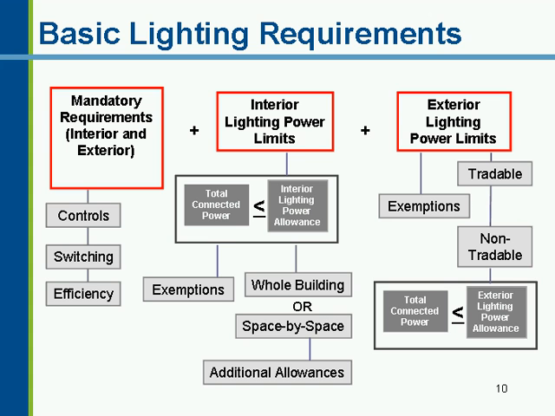So, having covered that, let's look at the basic format, a little bit of an outline of the requirements. There are 3 general sections: mandatory requirements that cover both interior and exterior, and they generally comprise some control requirements, switching requirements, and a couple of efficiency requirements. The other 2 sections, one covers interior lighting power limits, and the basic compliance path here is that the total connected power, your design power, must be less than or equal to the lighting power allowance that you're allowed in the standard, which is developed from the standard. We'll go through that in detail.